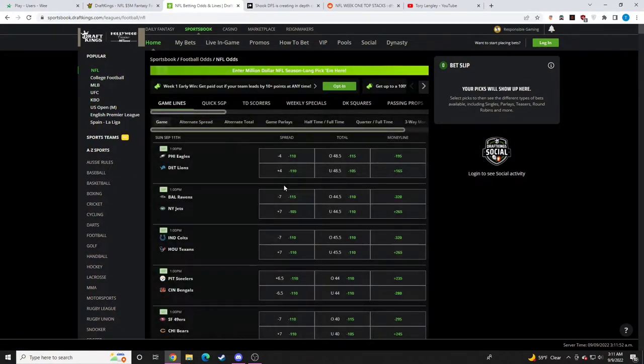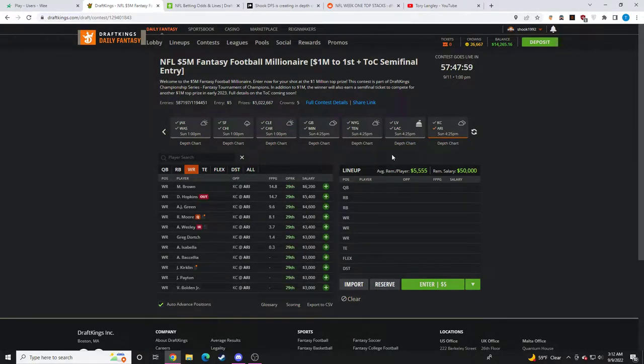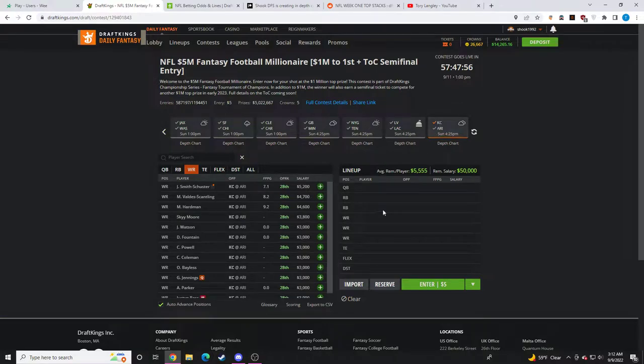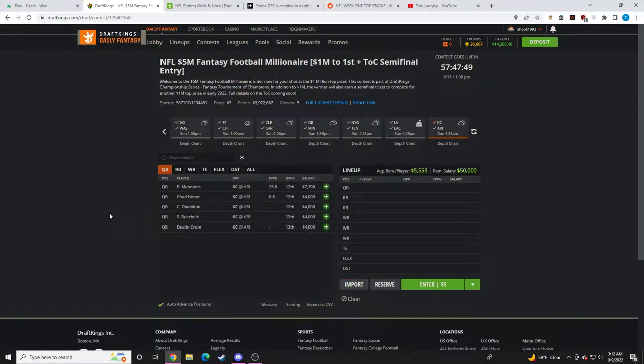Let's go over the first stacks real quick that I like. One of the more popular stacks that I think it's going to be is this KC Arizona game. Highest total on the slate. Patrick Mahomes, I think, is going to be probably the second highest owned quarterback, maybe the first outside of Jalen Hurts. But love this game environment. Both teams aren't going to play much defense. So absolutely love this game. If Patrick Mahomes is going to be more popular in tournaments, I would definitely lean Kyler Murray. But outside of that, I absolutely love this game.